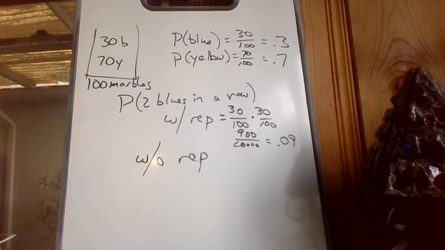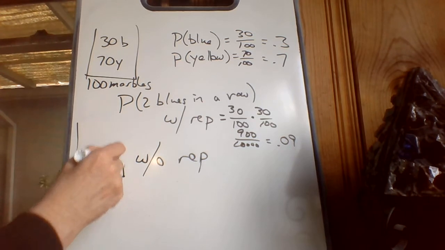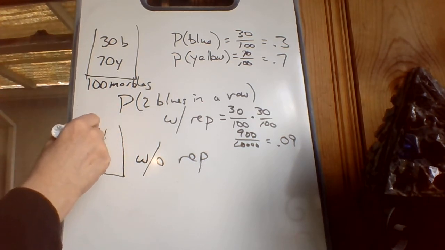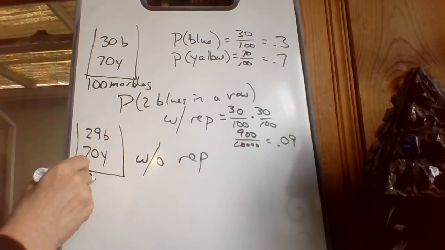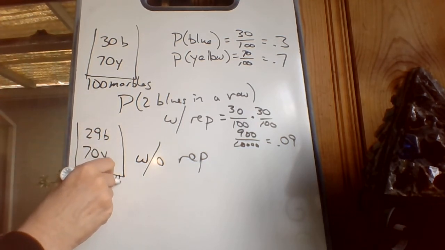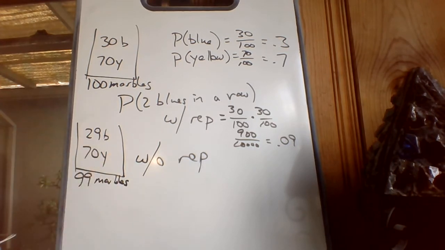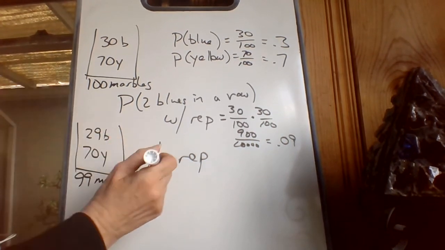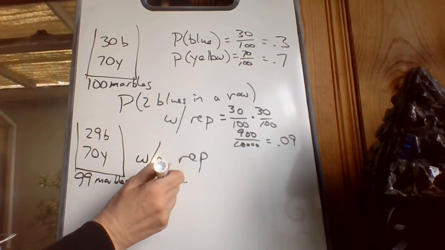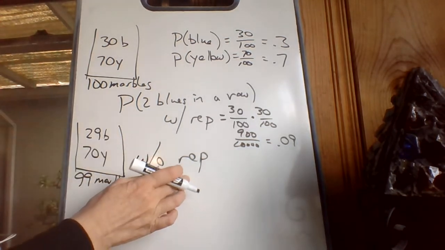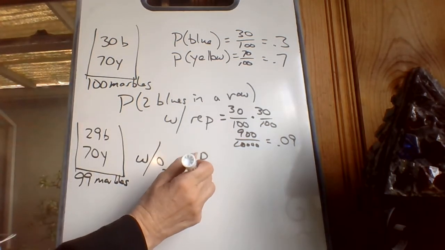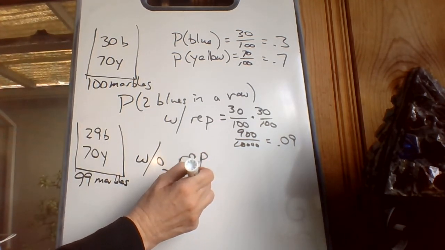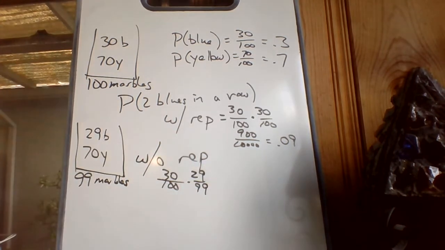What if I drop it onto the floor? If I drop it onto the floor, now there's only 29 blue ones and 70 yellow ones and only 99 marbles in the bucket. And the reason for that is because one of the blue ones is on the floor. Okay, so if I do it that way, I got my first one, that was okay. But then when I go to get my second one, I'm not going into this bucket anymore, I'm going into that bucket. So there's a 29 out of 99 on that one.